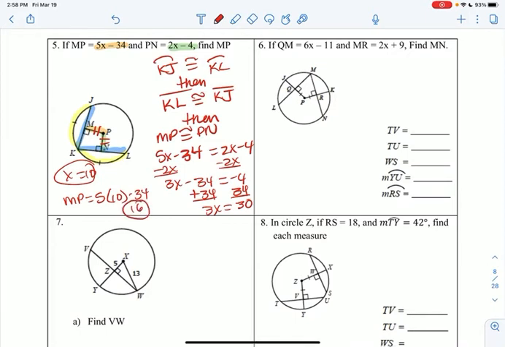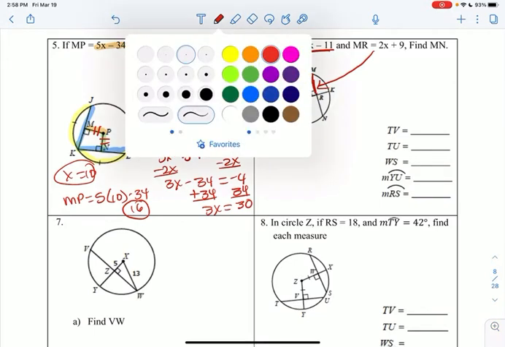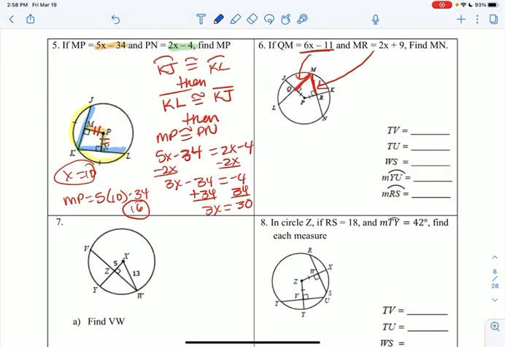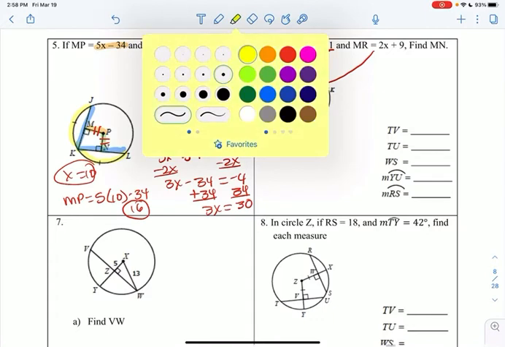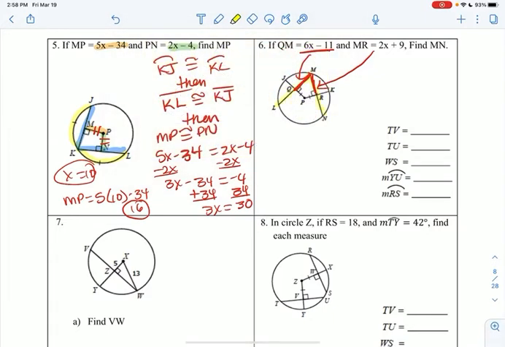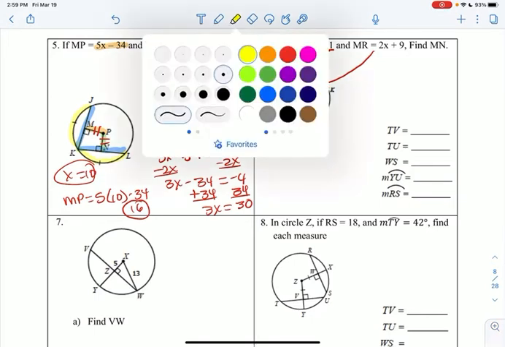All right. QM is 6x minus 11. So this part right here is 6x minus 11. It's going to be hard to write that on my picture. MR is right here, and that's 2x plus 9. Find MN. Well, here's the deal. If you look at the picture, these chords, which I'm going to highlight in yellow, are congruent to each other. Why? Because they're the same distance from the center of the circle.